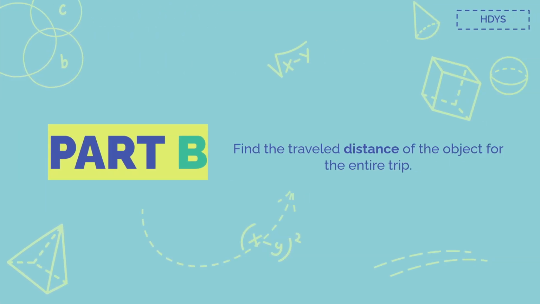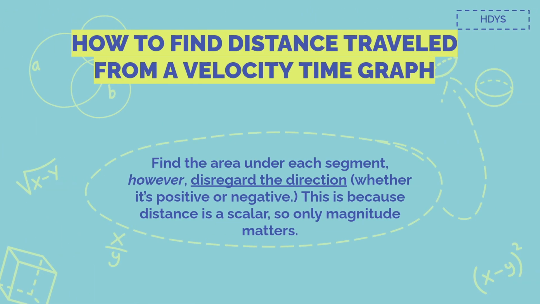Now we are going to go to part B, which is find the travel distance of the object for the entire trip. So let's make sure to know what exactly distance is and how to differentiate it from displacement. To find the distance traveled from a velocity time graph, you just want to find the area under each segment. In our case, our graph is very simple, as it just has linear lines. If it were curvy lines, then you would have to use some kind of calculus, and in that case it would be using integrals.